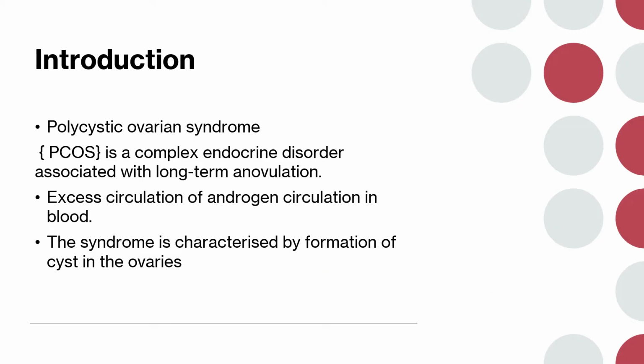Let's see the introduction. Polycystic ovarian syndrome is a complex endocrinal disorder which is associated with long-term anovulation. Anovulation means absence of ovulation. Excess circulation of androgen, that is in the blood. Androgen is a male sex hormone which is present in the female too. The syndrome is characterized by formation of cysts over the ovaries.